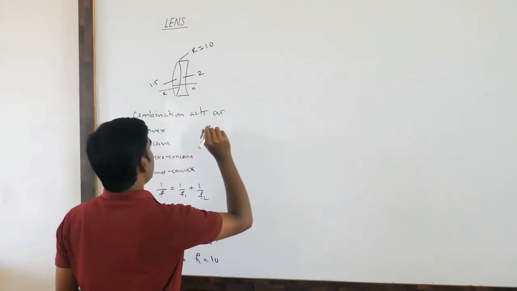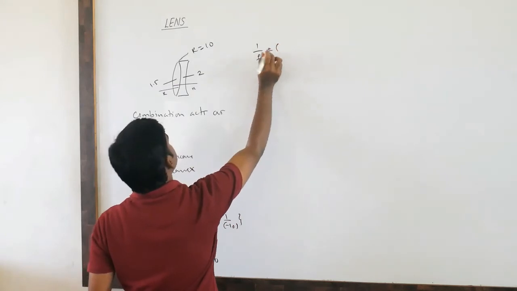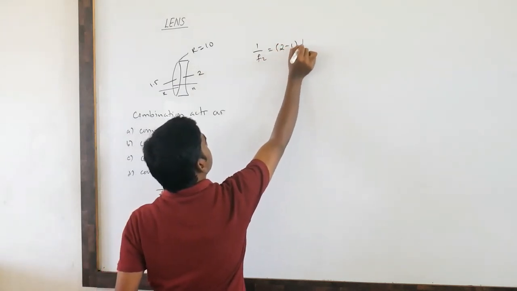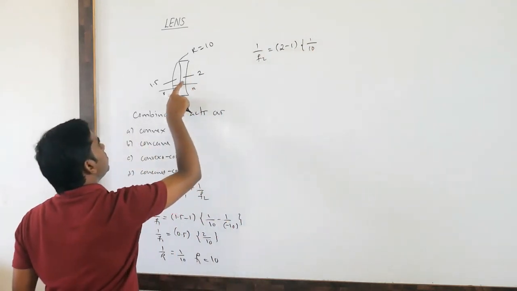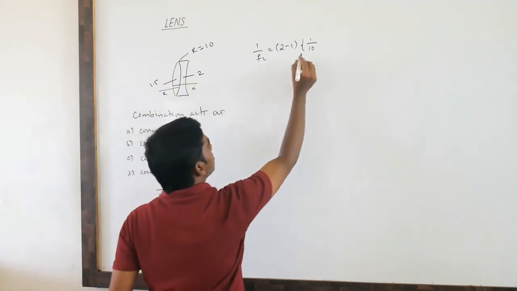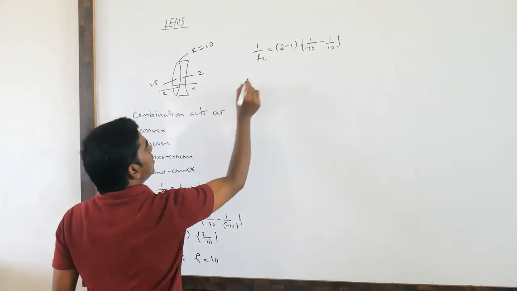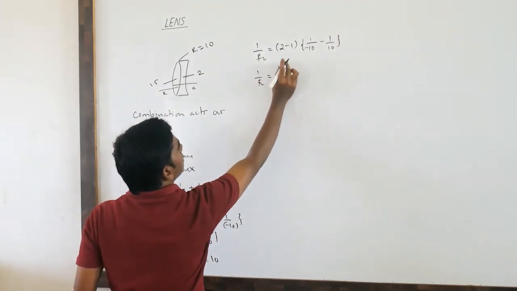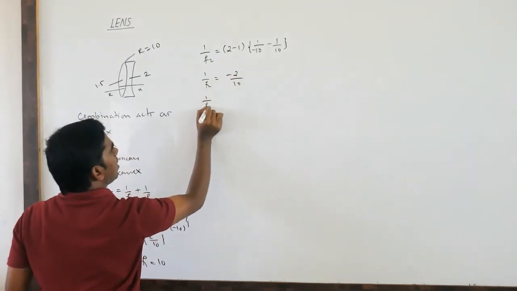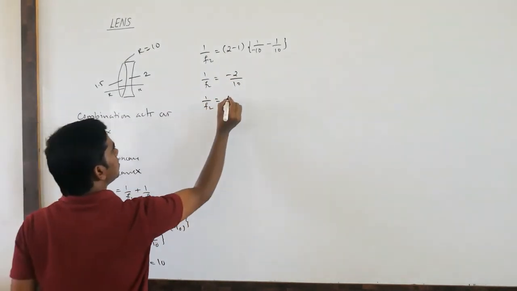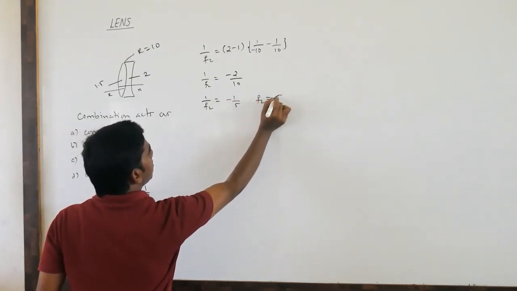Now what about f2? 1 by f2 equals (refractive index 2 minus 1) into (1 by 10 minus of 1 by minus 10), so the second term becomes positive. So 1 by f2 equals minus 2 divided by 10, that is 1 by f2 equals minus 1 by 5, so f2 equals minus 5.